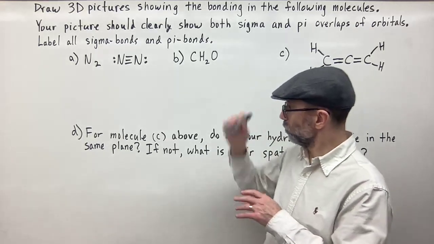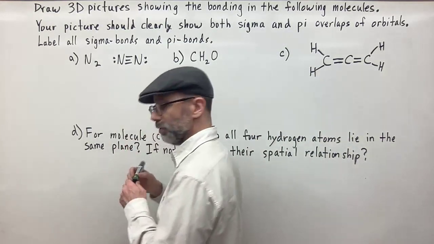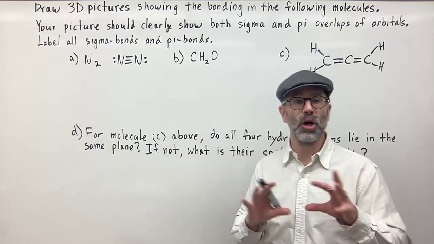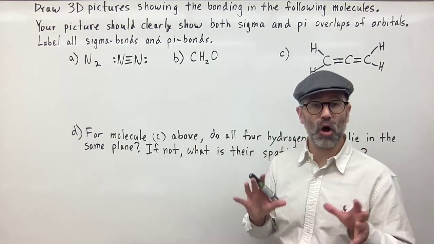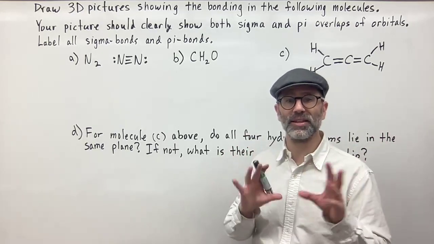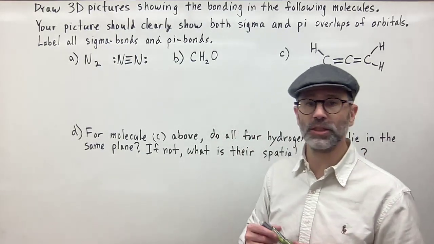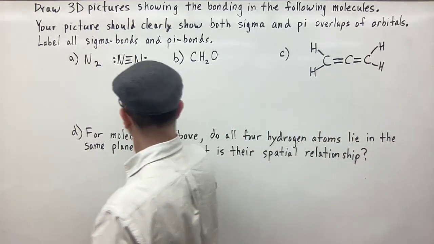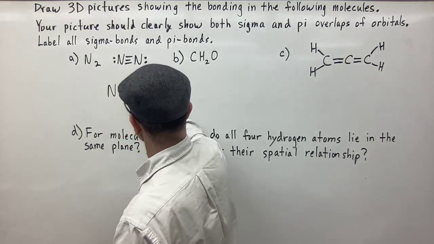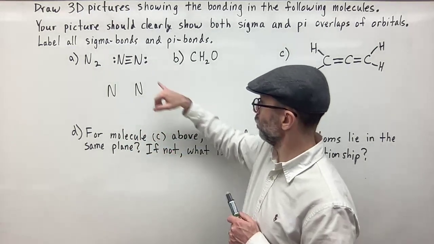And so how would we draw this? First, a little caveat, I'm not an artist. I'll do the best that I can to show you what a three-dimensional drawing might look like, but I'll talk you through it so that you understand what I'm drawing. I'm going to use different colors. For the nitrogen, I'll use black.